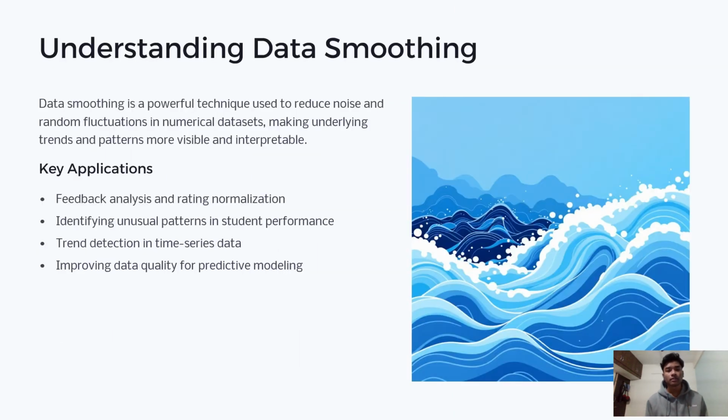Understanding data smoothing. Data smoothing simply means reducing small random fluctuations in the data so that the overall trend becomes more visible. In feedback analysis, student ratings may vary due to mood, inconsistency, or random behavior. Smoothing helps us cut through this noise and understand the real pattern. It's widely used in feedback rating normalization, detecting unusual patterns, time series trend analysis, and improving data quality for models. In simple words, smoothing helps us see the actual story behind the data.